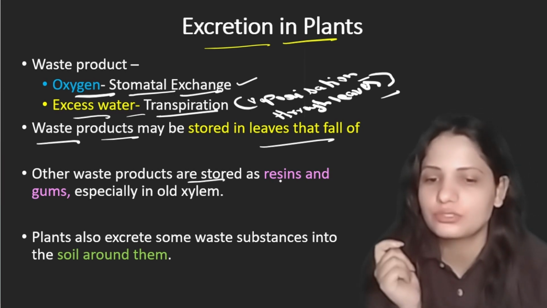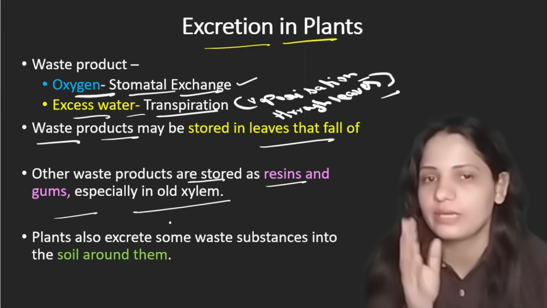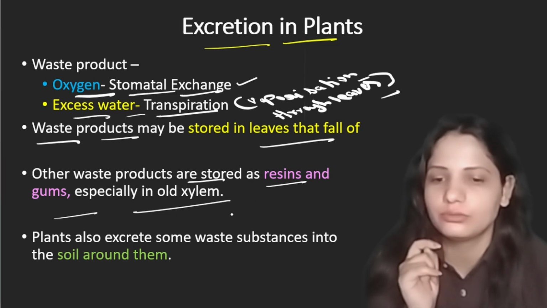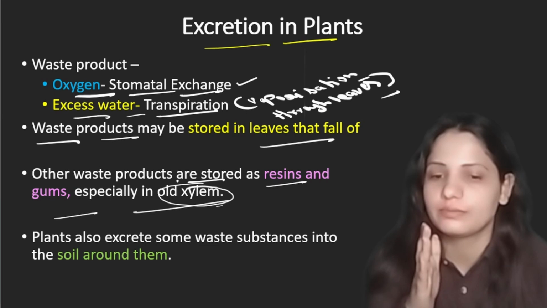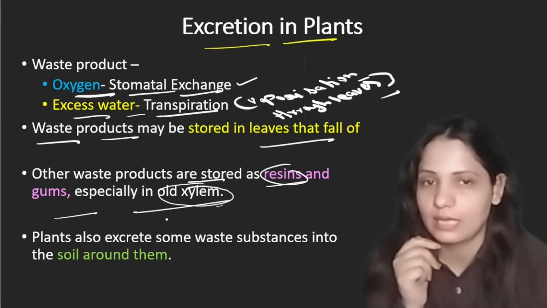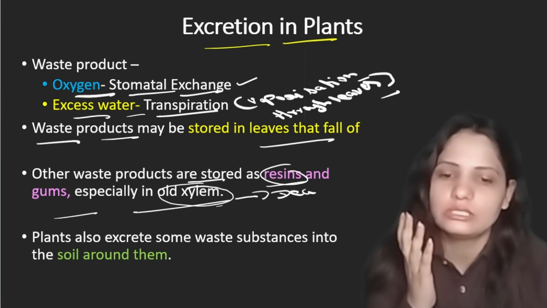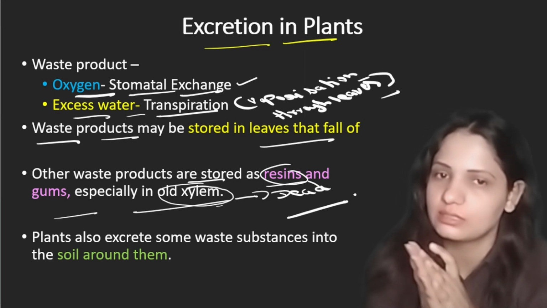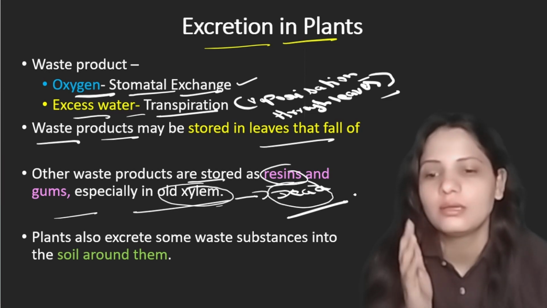Other waste products are stored as resins and gums, especially in old xylem. What is xylem and phloem? This also we have covered in the chapter circulation. Do watch that video for this concept of xylem and phloem. Apart from oxygen and water, there are certain other wastes like resins and gums, and these are stored in old xylem, and after some time that part becomes dead. This way they get rid of their waste product.